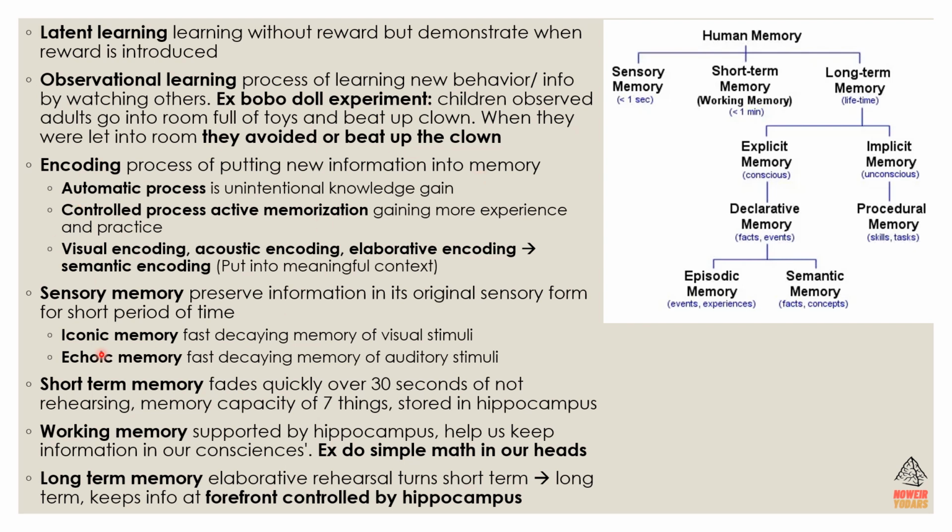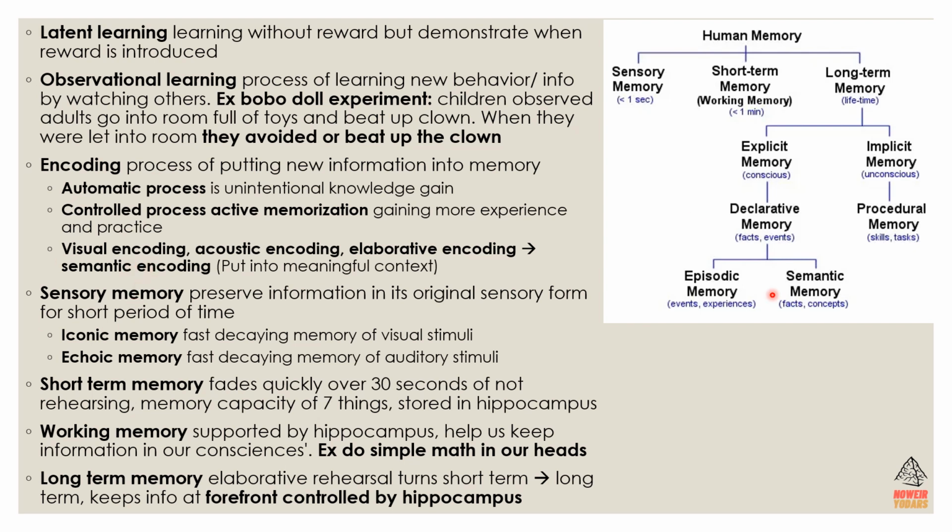And then there are various encoding ways. There's visual encoding, seeing it, acoustic, you're hearing it, and elaborative encoding, and this turns into semantic encoding, put into meaningful context. And we're going to be speaking about semantic memory also. So these encodings are used, they're basically knowledge or concepts, and they're being stored as semantic memory.